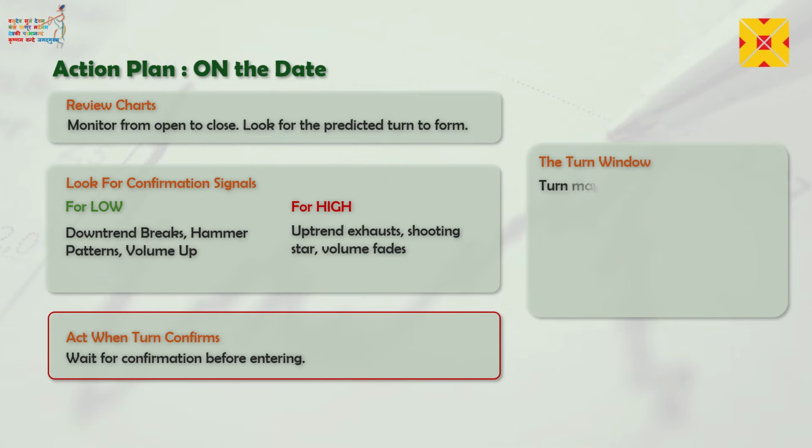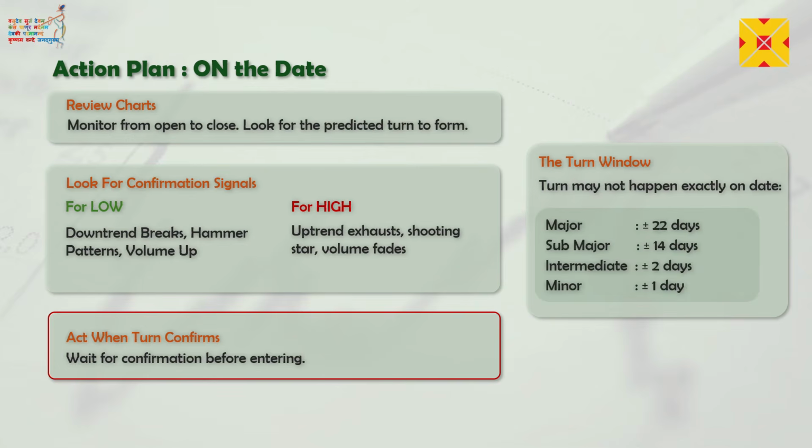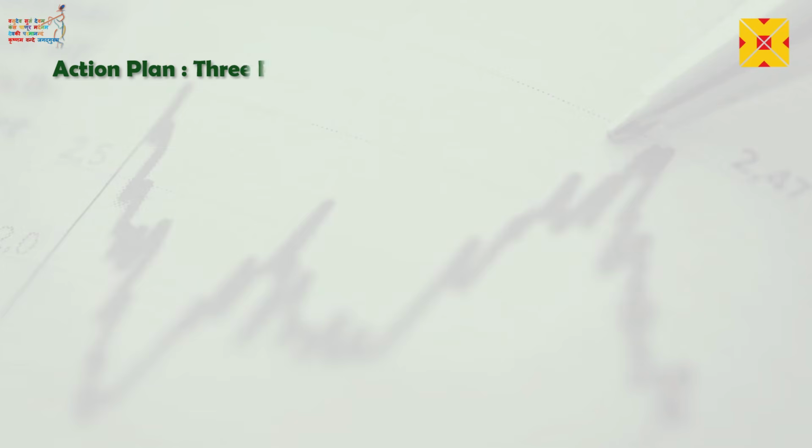Remember, the turn may not happen exactly on the date. Each cycle level has its own deviation window, which the report calculates for you. For minor cycles, it's plus or minus 1 day. For major cycles, it can be plus or minus 22 days. There are 3 possible outcomes, and the report tells you how to handle each one.